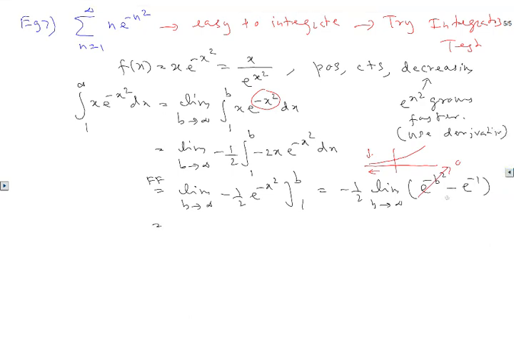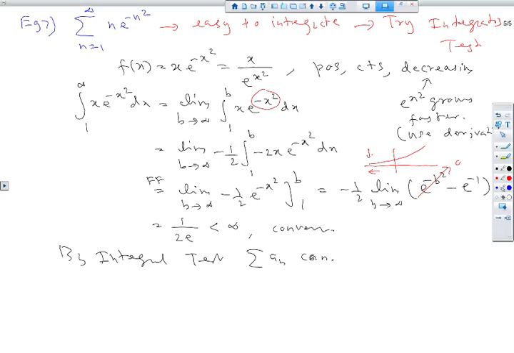So what do you get when you plug in that? You're going to get 1 over 2e, which is finite. Less than infinity is finite, so that means the integral converges. So by the integral test, you need to write this: integral test, the series converges. Perfect.